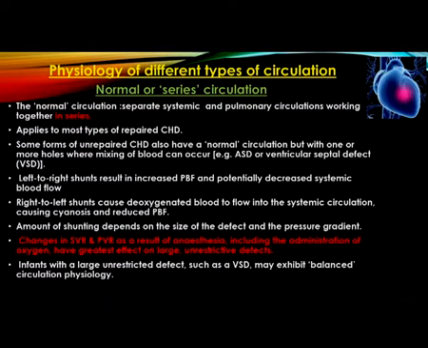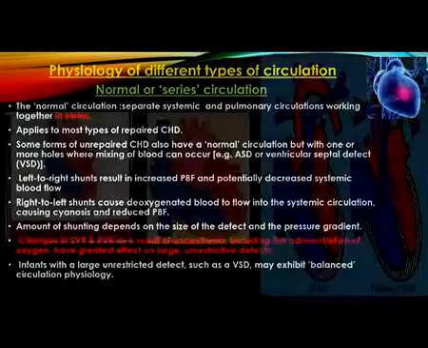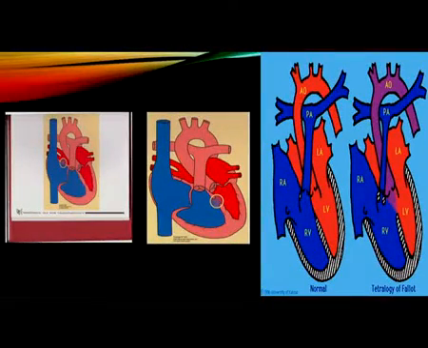Infants with a large unrestricted defect, such as a VSD, may exhibit balanced circulation physiology, as I'm going to describe in the following slide. So this is just a description, simply to remember simple holes like an ASD or a VSD. What happens when you are giving oxygen? What happens during ventilation, during anesthesia? And TOF, where you have a right-sided obstruction as well as a defect which is mixing between both ventricles.